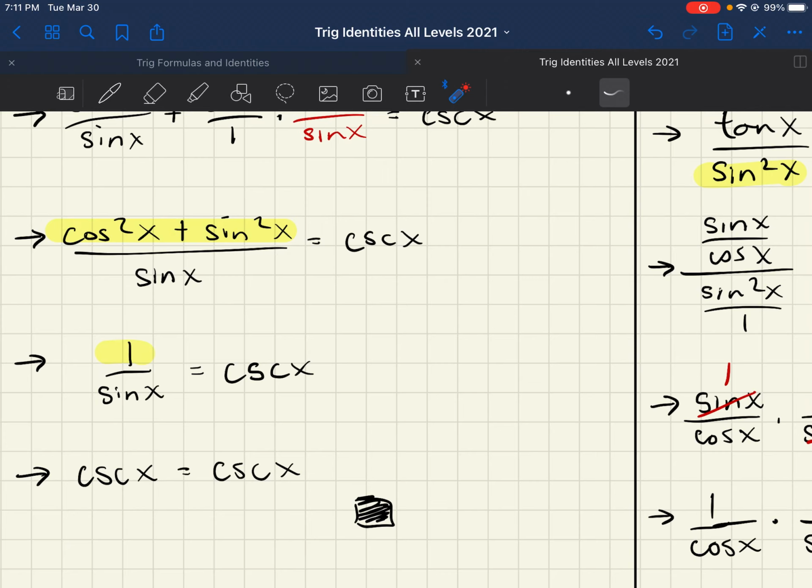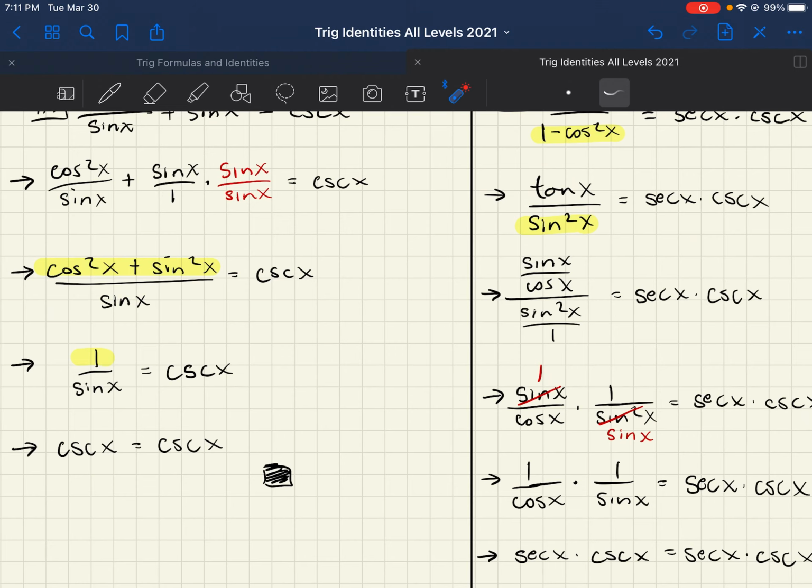Cosine squared plus sine squared is an identity. That's going to give us 1. And then 1 over sine is cosecant. And that finishes our proof for number 1. So pretty easy beginner level verification there for number 1.